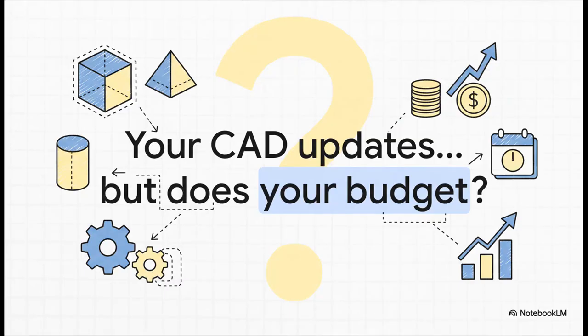Just think about it for a second. When you make that one little geometric change, like, say, making a part thicker, your 3D model just snaps into place instantly. It's awesome. But does your cost sheet update with it? Does your project's timeline automatically adjust? Does your performance analysis recalculate on the fly? The answer, almost every time, is a big no.